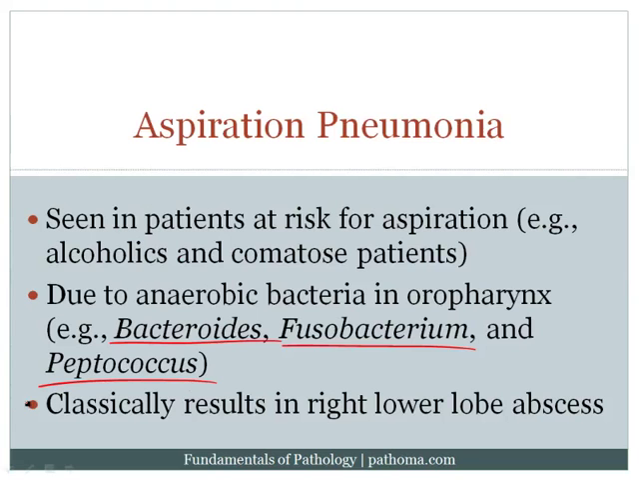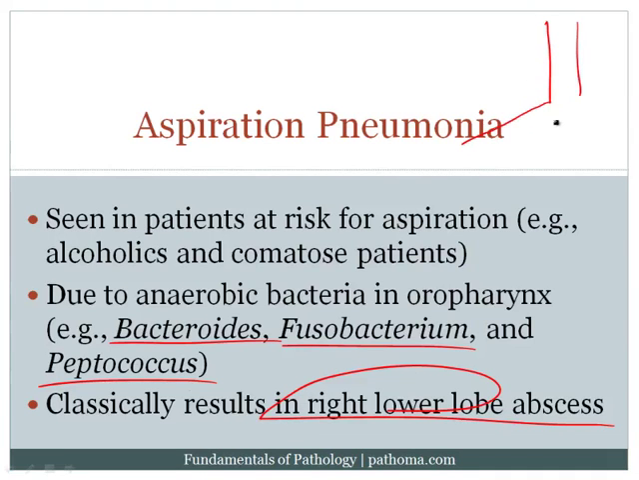Recall that when patients get aspiration pneumonia, the classic location is the right lower lobe, which then results in an abscess. And the right lower lobe is the classic location because anatomically the right mainstem bronchus branches at a less acute angle than the left. So if this is the main airway and you're looking at the branch, this is the right and the left is, for example, like that. So it's much easier to go down the right than it is to go down the left, which then results in a right lower lobe abscess.